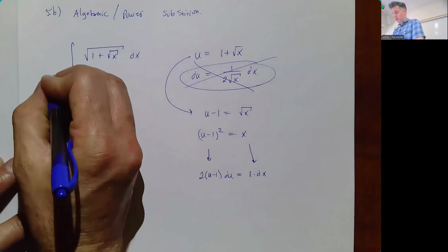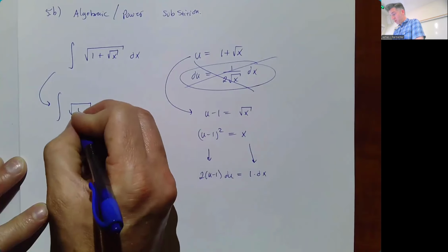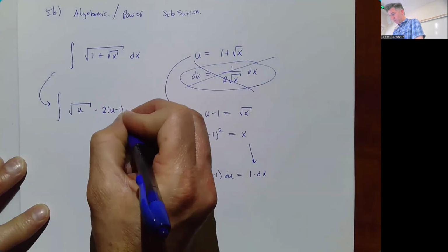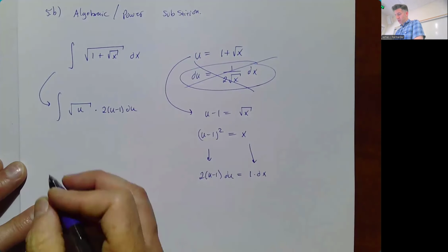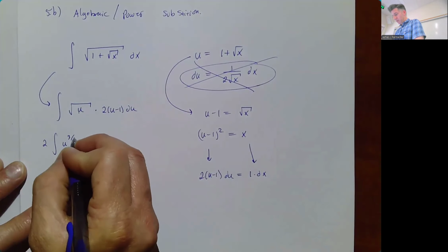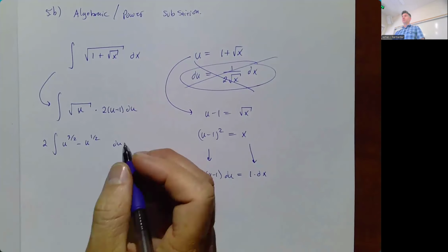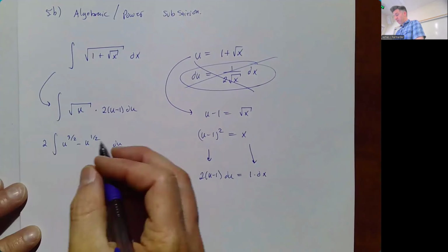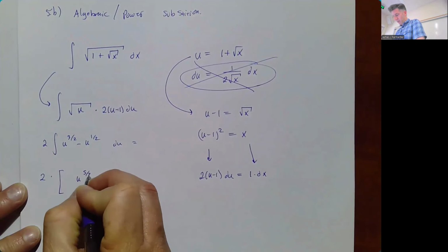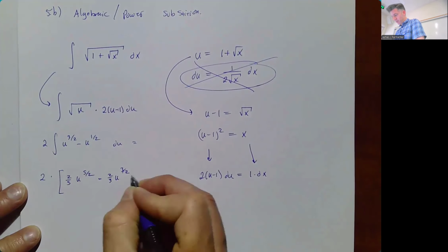So we can rewrite this integral as the integral of the square root of u times my dx, which is equal to 2 times u minus 1 times du. I'm going to bring out the 2. u to the 1/2 times u is u to the 3/2. u to the 1/2 times 1 is u to the 1/2. Now it becomes a direct antiderivative problem. We get 2 times u to the 5/2 times 2/5 minus u to the 3/2 times 2/3.